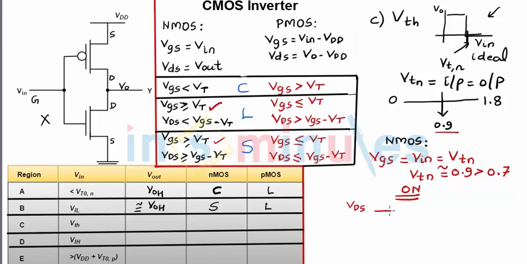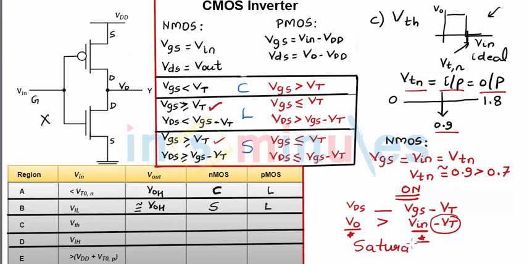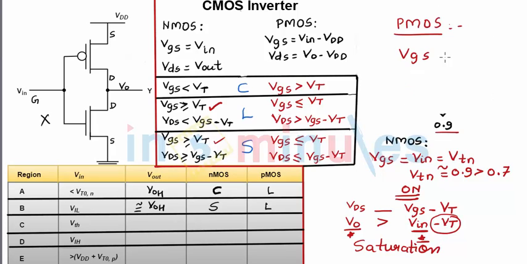For that, let's write VDS versus VGS minus VT. VDS for NMOS is Vout, VGS minus VT is Vin minus VT. Now we have just seen that for switching threshold, my input is equal to my output. So input and output both are same. If both are same, here there is an additional term getting subtracted, so this is definitely going to be a greater than sign. So this shows that my NMOS transistor is operating in saturation region when my input voltage is switching threshold.